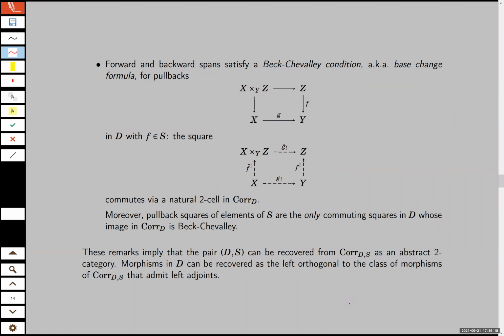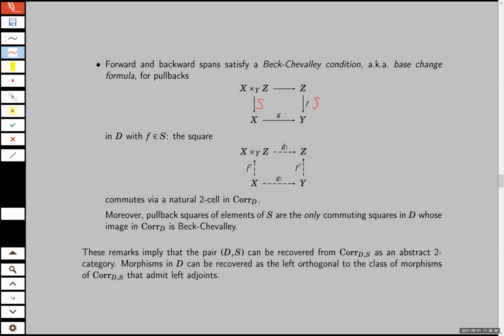And finally, there's one more thing that you can say about it. Forward and backward spans satisfy what people in category theory call the Beck-Chevalley condition. In algebraic geometry, we call it a base change formula. It just means that for certain squares, specifically the squares where one of the maps is in S and therefore the pullback is also in S, you can reverse two of the arrows and you still get a commuting square.